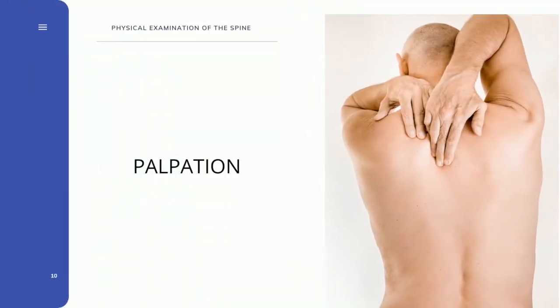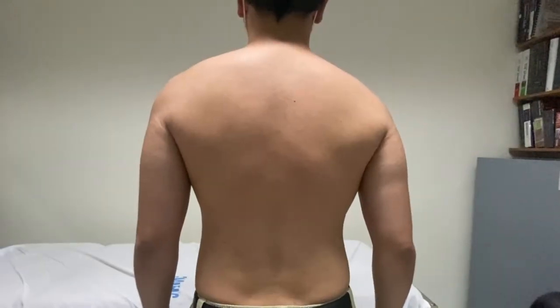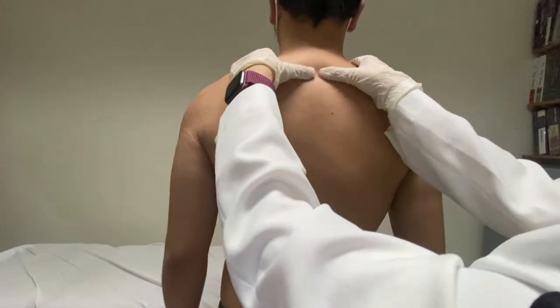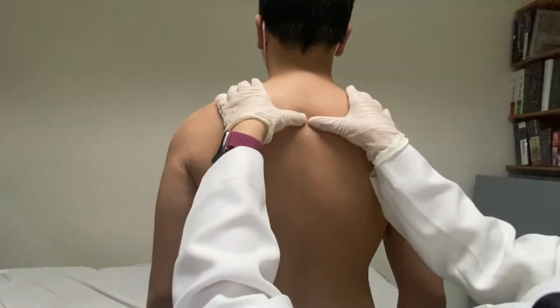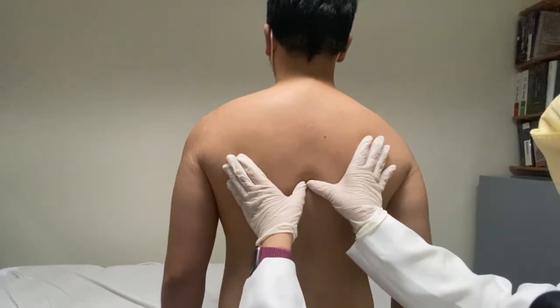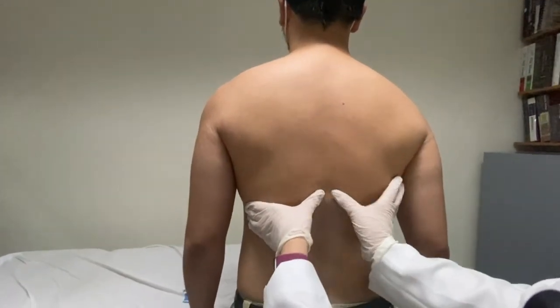Palpation of the thoracic spine generally requires us to palpate the spinous processes. Place the thumb of each hand on the spinous processes and begin to palpate in a caudal direction. Note any misalignments, curvature, lumps, pain, tenderness, and/or swelling.